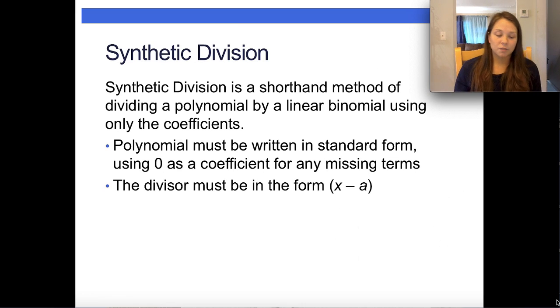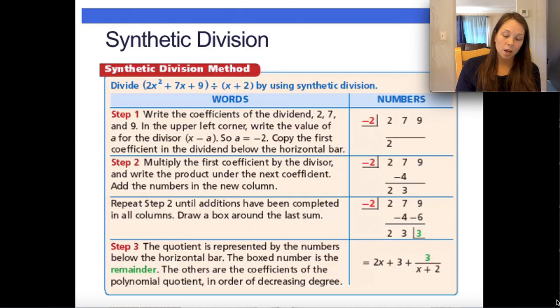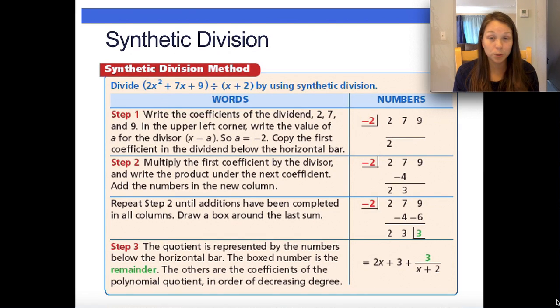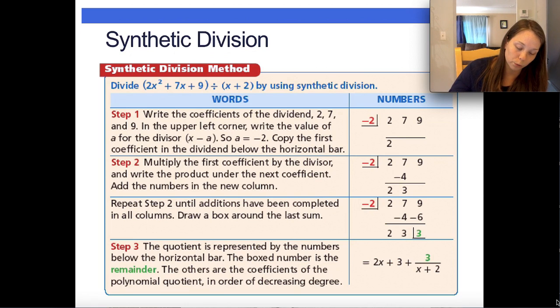With synthetic division though, this only works when your divisor is a binomial, such as x minus some number, just like we saw in the warm-up problem. So there's a process to synthetic division. It's a 3-step process where step 2 kind of repeats. So let's walk through this.